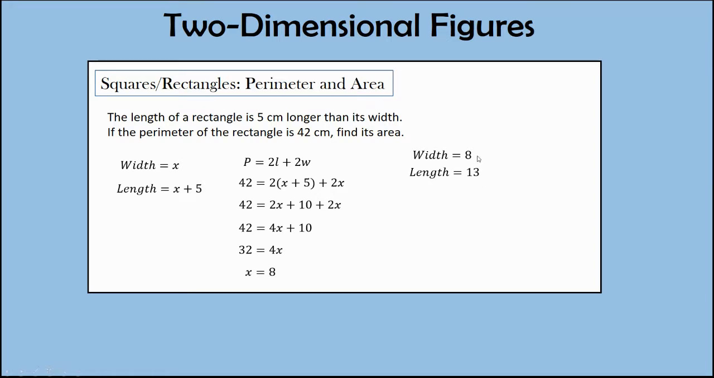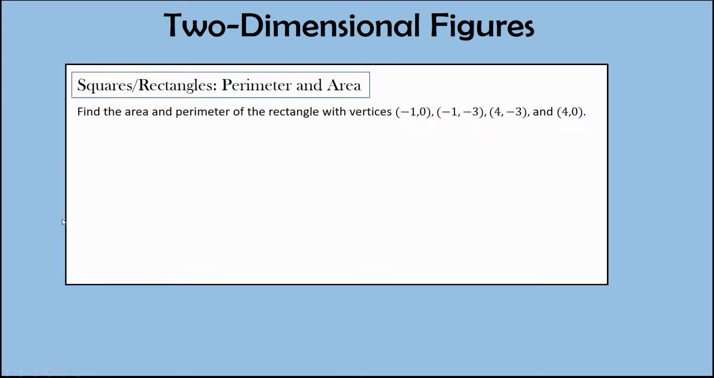So now I know specifically what the width and length are. Now I find area. Area is length times width, 8 times 13. The area is 104 centimeters squared, right? If my perimeter is given in centimeters, my area is in centimeters as well. So that's a nice little problem. It takes a little bit of algebra, and you've got to reason your way through it.